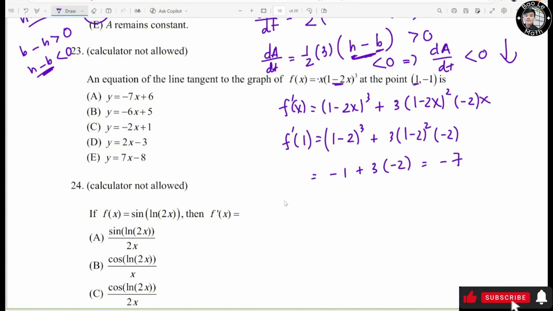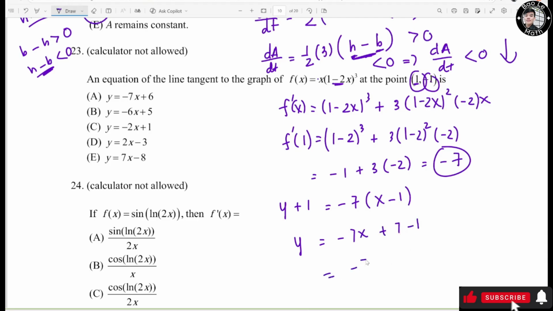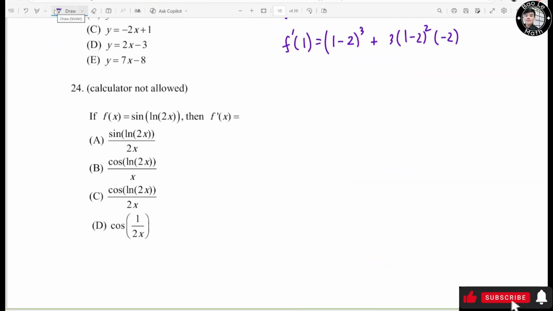Now, we use the point-slope formula. So y minus y1, where y1 is -1 right here, so it should be plus 1, equals the slope, -7, times s minus s1. So y equals -7, distribute this, -7s, plus 7, subtract 1, so it could be negative 7s plus 6. The answer must be A. Now question 24. If f of s equals this, we need to find f prime of s.